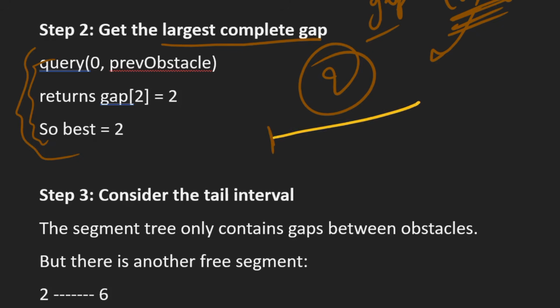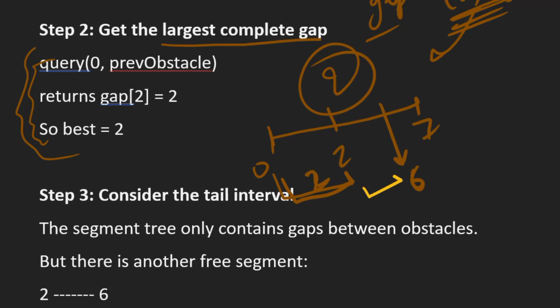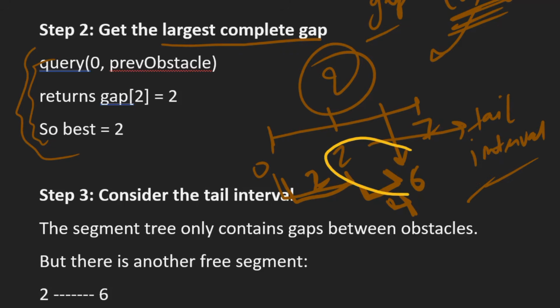Now if you have seen, we have 0, 2 and 7, and we have asked at 6, from 0 to 6, and we found the maximum gap from 0 to 2. So here the maximum gap is 2. But there is some part still left between 2 and 6 that we haven't considered, and that part's gap is 4. So this gap is 4. This is called the tail interval, right? We have to consider that tail interval also, right?